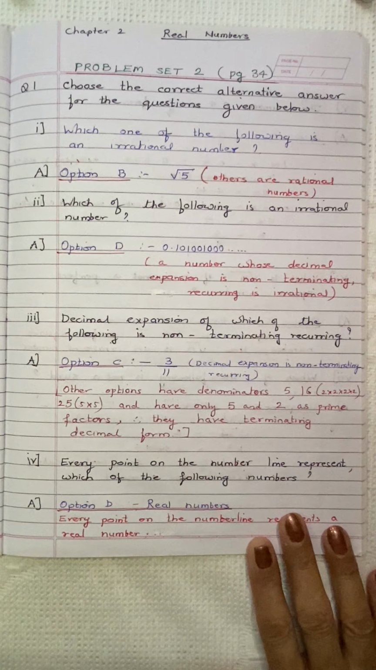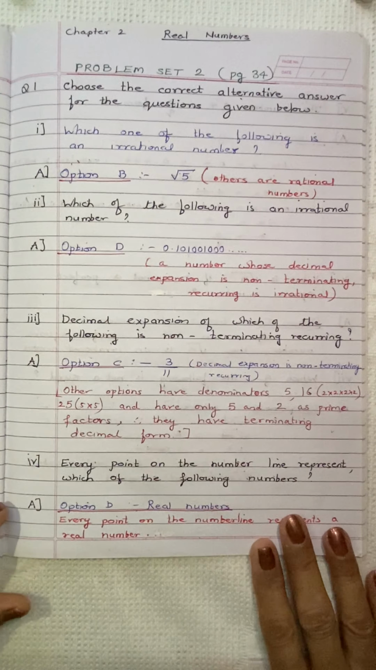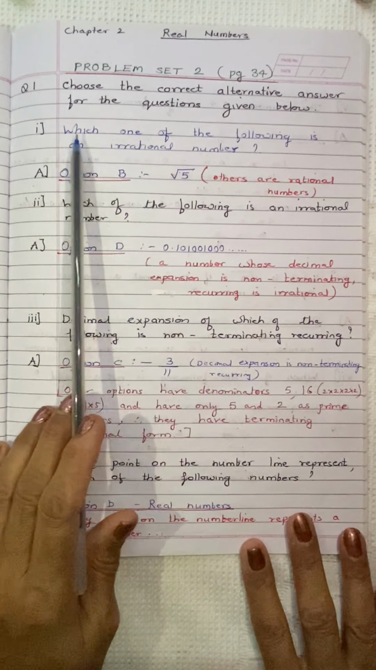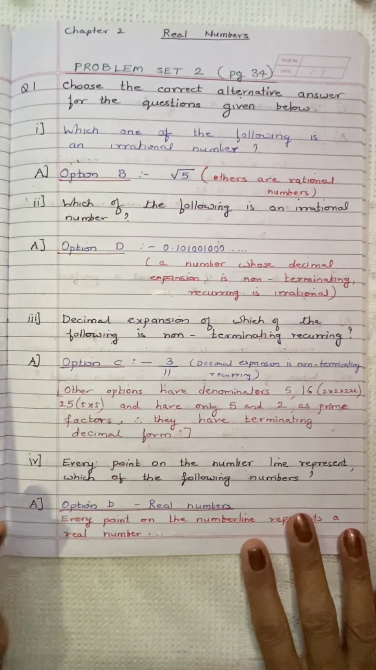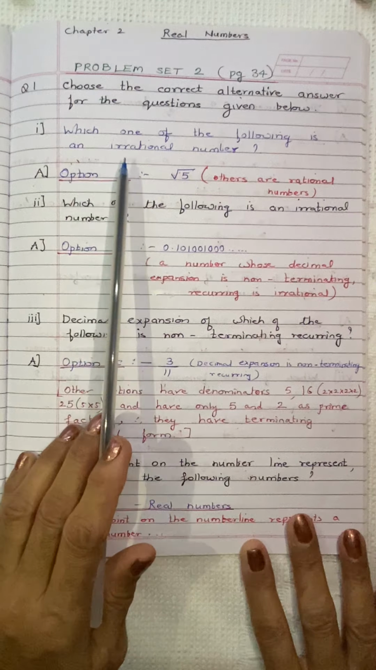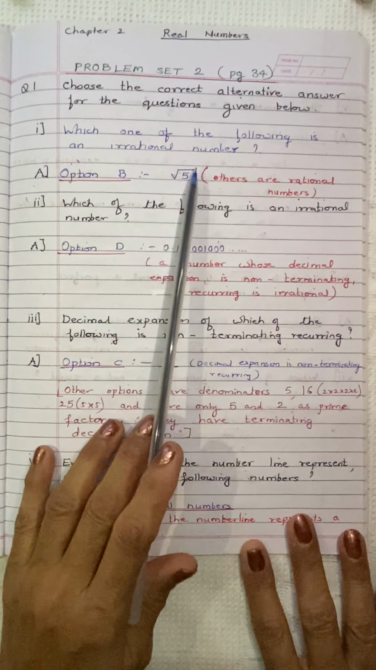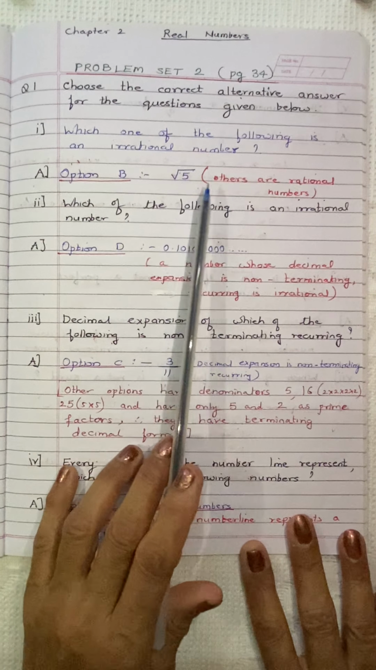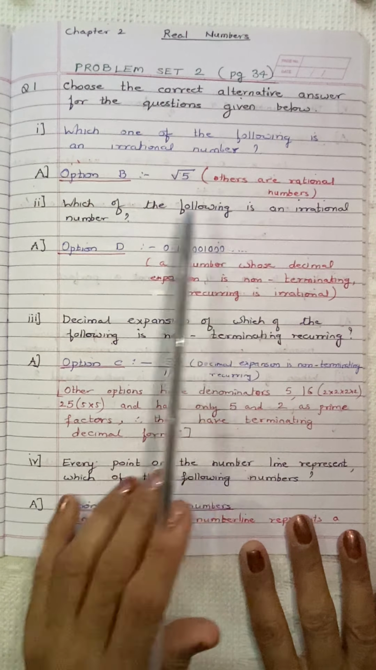Let's get started with problem set 2, page 34 of your textbook. Choose the correct alternative answer for the questions given below. Sub-question 1. Which one of the following is an irrational number? Option B, the answer is root 5, others are rational numbers.